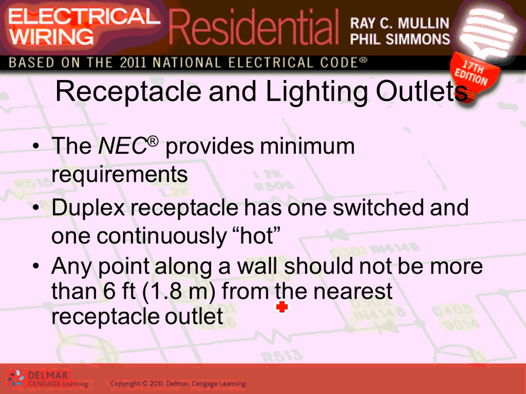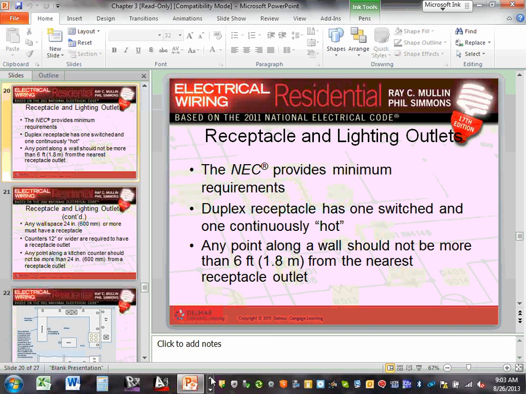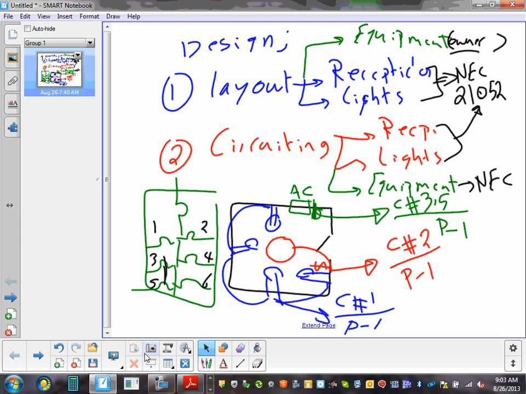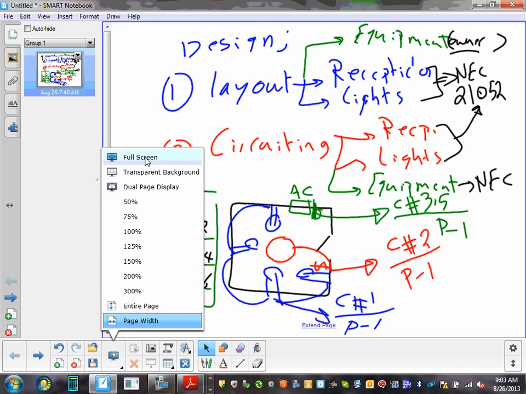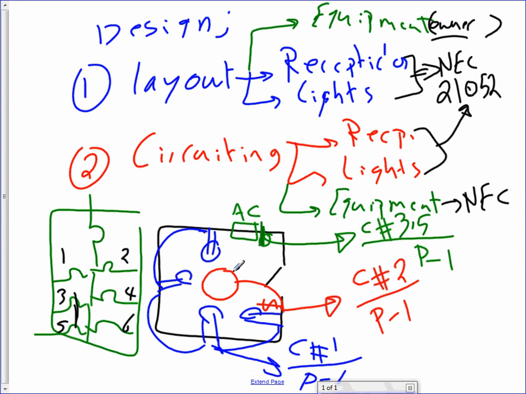Now let's talk about the rules of laying out receptacles in a house. Very, very important. I'm going to write them down, and if you guys write them down once, you will never forget them, hopefully. Laying out receptacles rules. I summarize them as follows. Receptacle layout, based on the code.